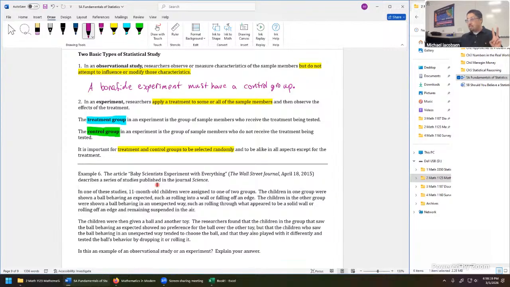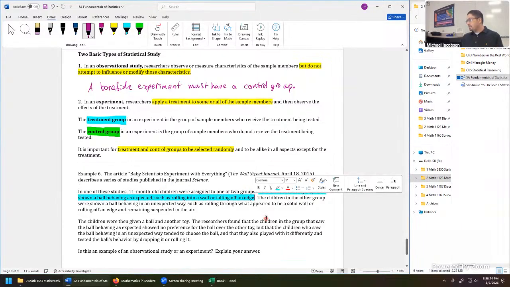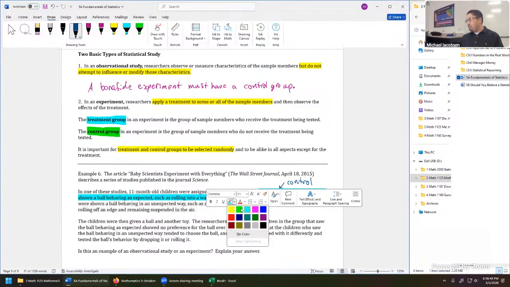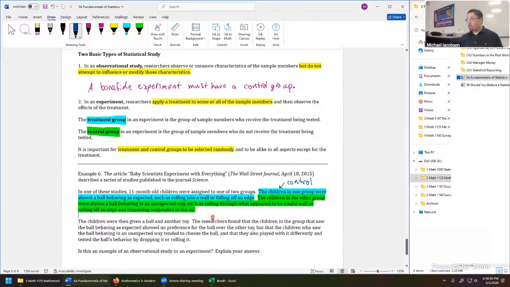There's two groups, and group one, this looks like a control group. Nothing different is happening. The babies are just observing grown-ups playing with the ball, so that's kind of weird already, but the ball's behaving as normal. This looks like a control. But then they're trying to affect the behavior of the children by doing something different. They make the ball do weird things, like something a magician would do, being suspended in the air, going through walls.